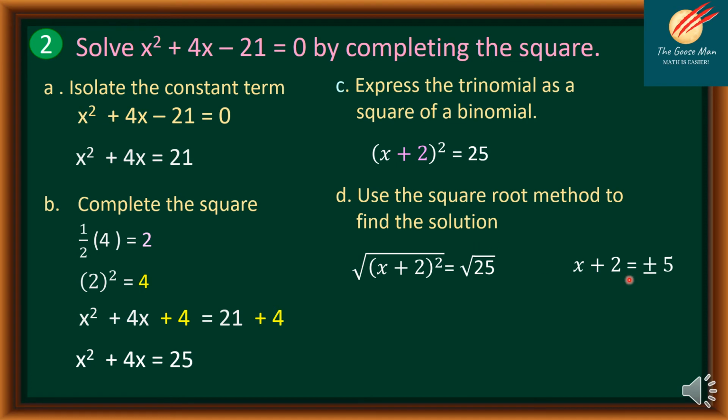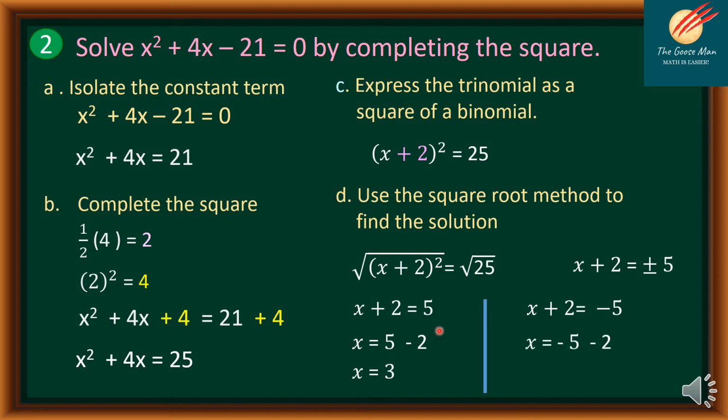Since we have two values for the square root of 25, we'll come out with x plus 2 is equal to 5. So to solve for x, we subtract both sides of the equation by 2. So we come up with x is equal to 5 minus 2, or x is equal to 3. On the other hand, if I have x plus 2 is equal to negative 5, subtracting both sides of the equation by 2, I have here x is equal to negative 5 minus 2, or x is equal to negative 7.